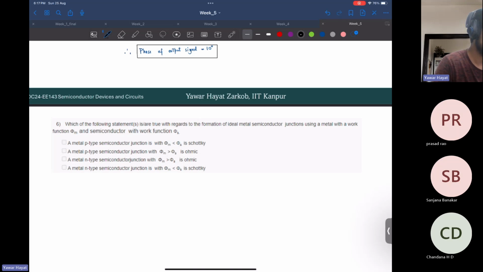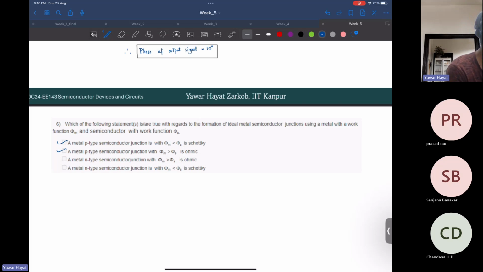So if you have a p-type semiconductor and a metal semiconductor junction with that p-type semiconductor, and if phi m is less than phi s, it is Schottky, right? So this one is correct. Similarly, if phi m is greater than phi s, it is ohmic, right? A metal n-type semiconductor junction with phi m greater than phi s is ohmic. No, this is incorrect. This would be a Schottky one.